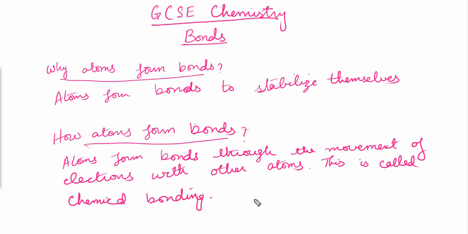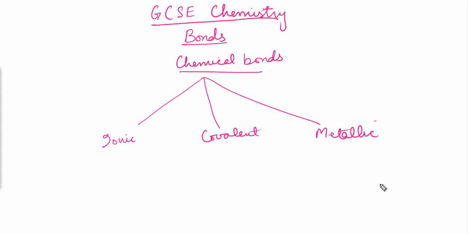All right, so now let's discuss the types of chemical bonds. We have three types of chemical bonds. Number one, ionic bonds. The other one is the covalent bond, and the third one is the metallic bond. So what happens in ionic bonds? Let's discuss them one by one.